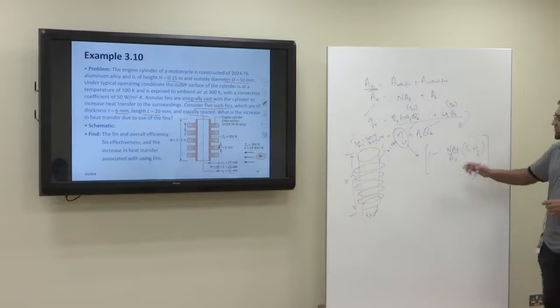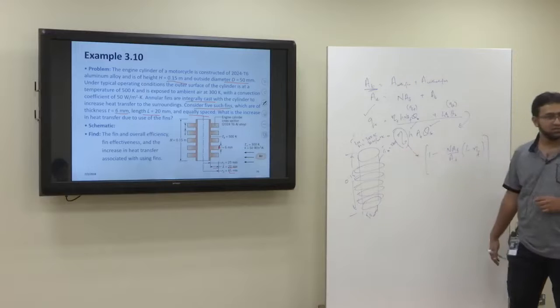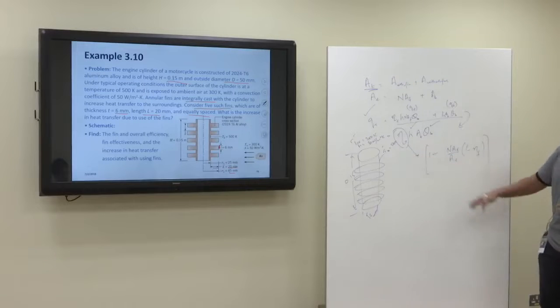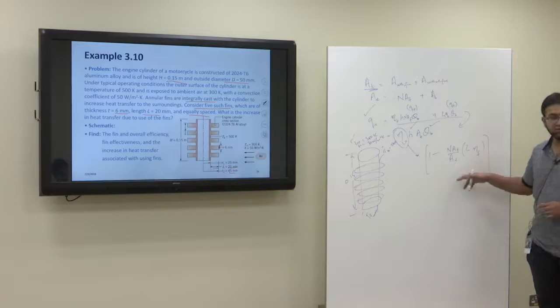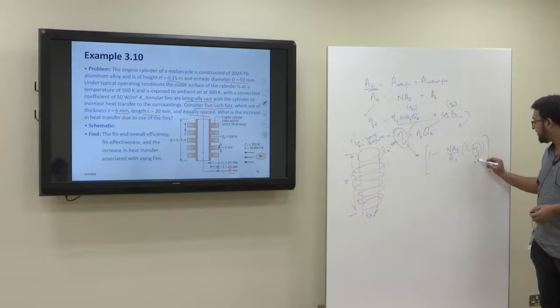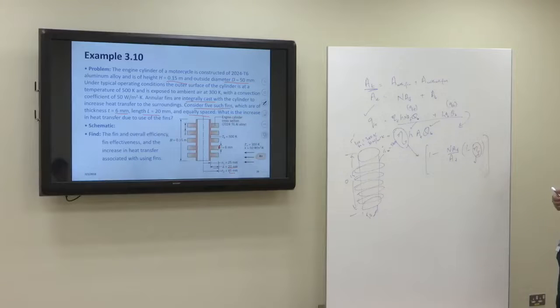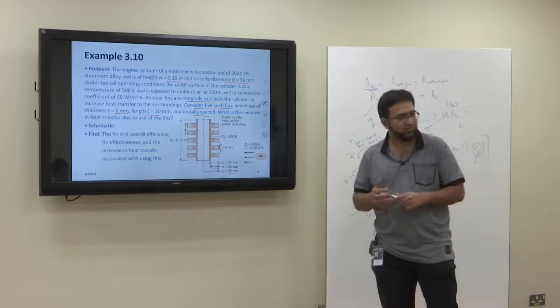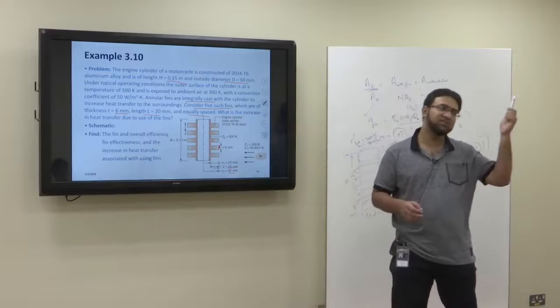Now let's talk about this efficiency. Overall efficiency: for overall efficiency, this is the formula, 1 minus n times the area of a single fin divided by the total area, times 1 minus the efficiency of the fin. So how do I determine the efficiency of a single fin? What kind of fin do I have? I have an annular fin. For the annular fin, I have the formulas as well as the graph.